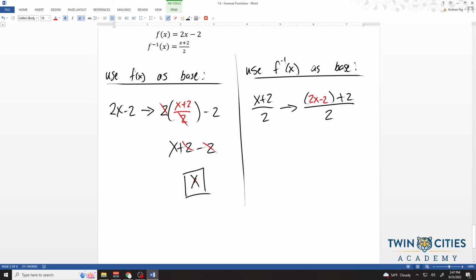Okay, over here, on the top, I've got negative 2 plus 2. So that's going to go to 0. And this leaves me with 2x over 2. Of course, 2's here are going to divide out, leaving just x. So it does not matter which one of these you use as a base and then plug in the other one. If they are inverses of each other, you will always get back just x when using function composition.